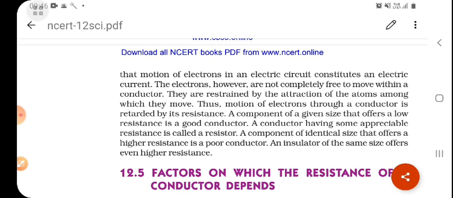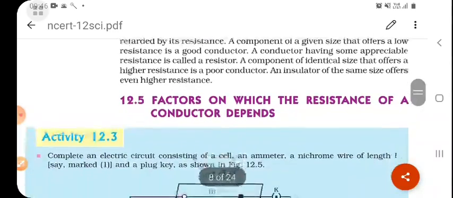The conductors which offer a very low resistance are known as good conductors, and the conductor which offers appreciable or high resistance is known as a resistor, and the component of identical size that offers a very high resistance is known as a poor conductor.